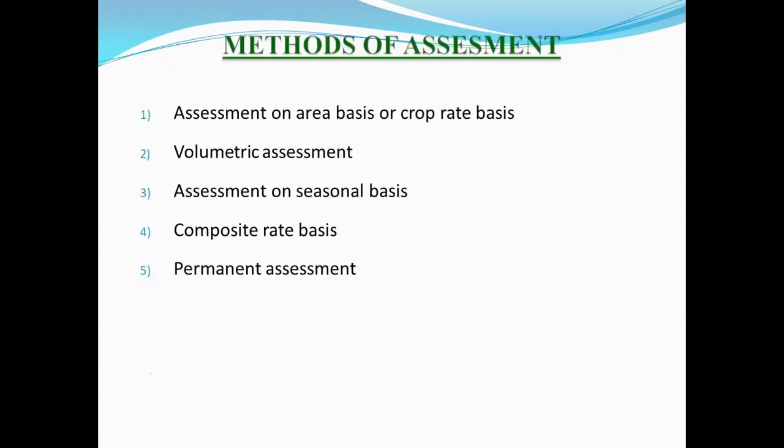Now, what are the methods of assessment? The first one is assessment on the area basis or crop rate basis. Second is volumetric assessment. Third is assessment on seasonal basis. Fourth is composite rate basis. And the last is permanent assessment.